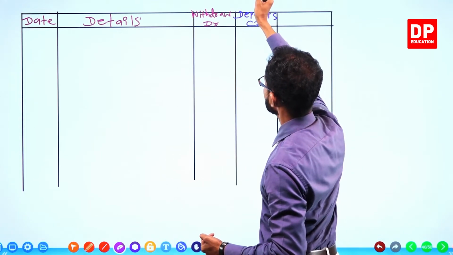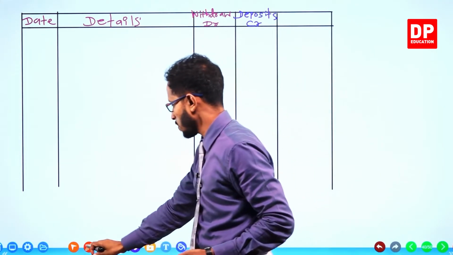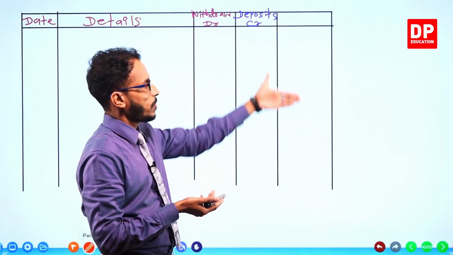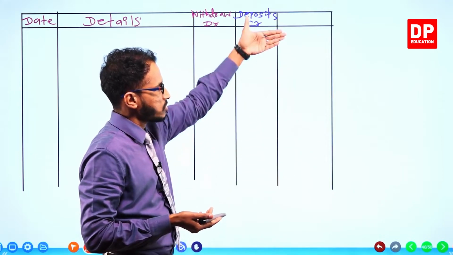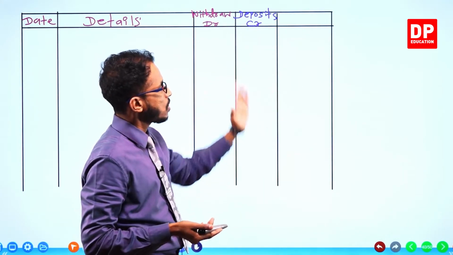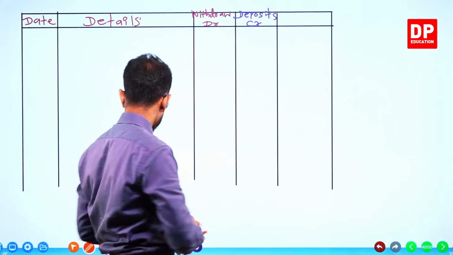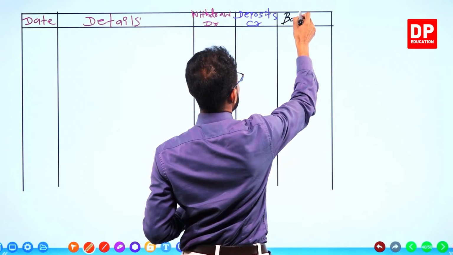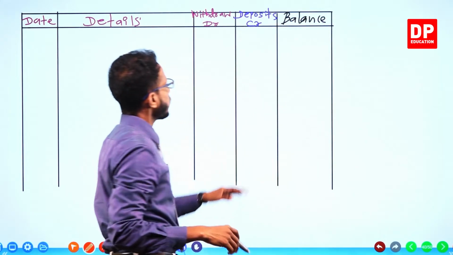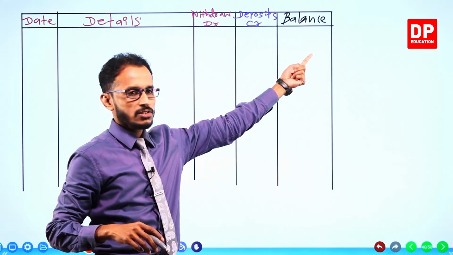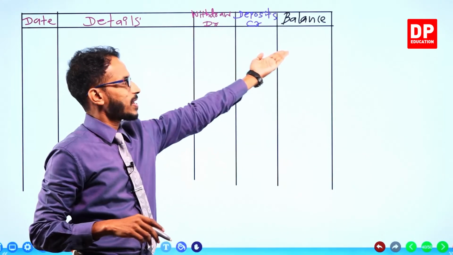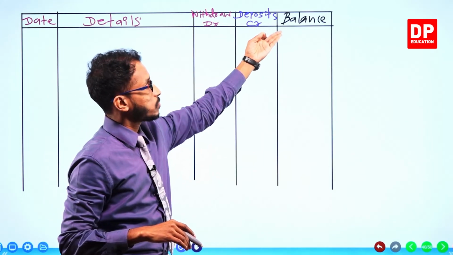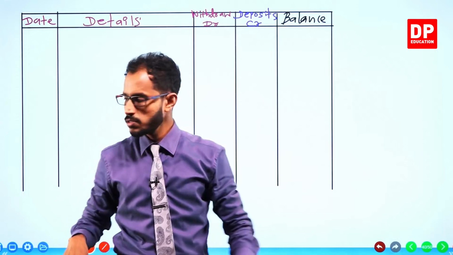Okay, done. Now, what is the last column? In the running balance format, in this system, we have a last column also. This is the balance column. After each and every debit entry, you have to put a balance. After each and every credit entry, you have to put the balance. First of all, let's enter the opening balance.